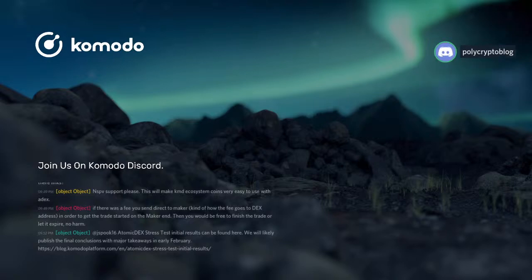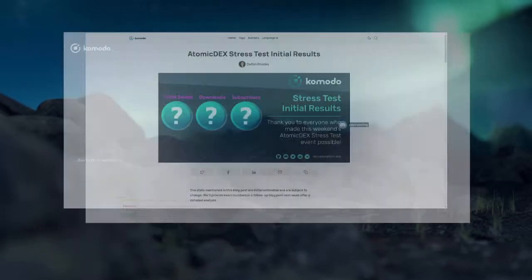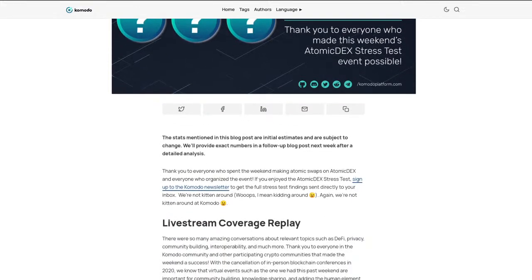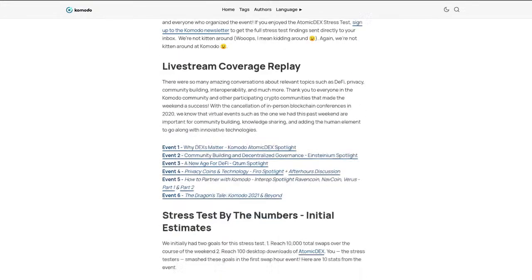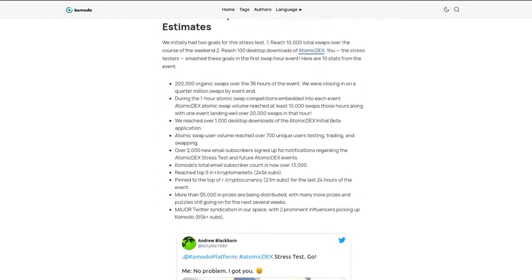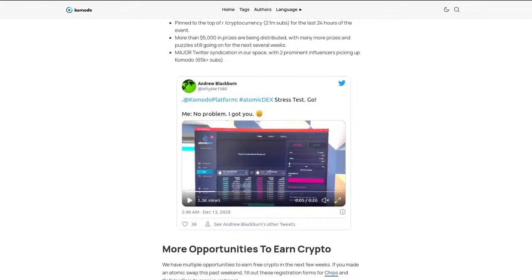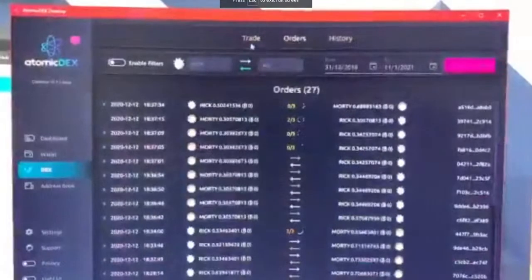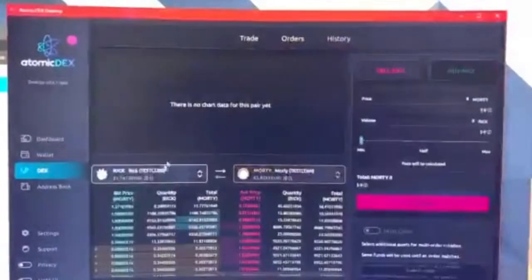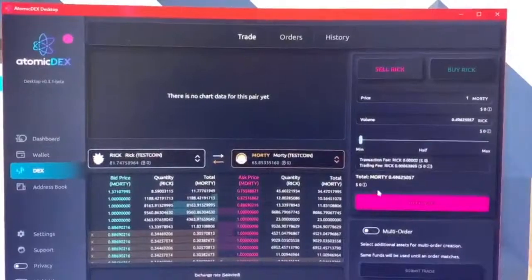Making KMD ecosystem coins very easy to use with AtomicDEX is a separate issue. This has been requested a lot, and definitely is on our radar. So basically, kind of like what we have with the ERC20, QRC20 thing, you would be able to just add in an AtomicDEX coin, and people can do that manually.